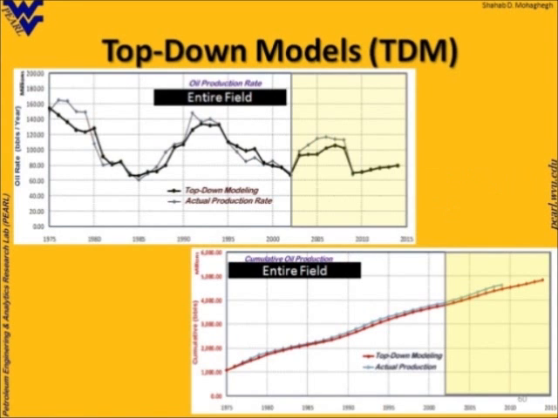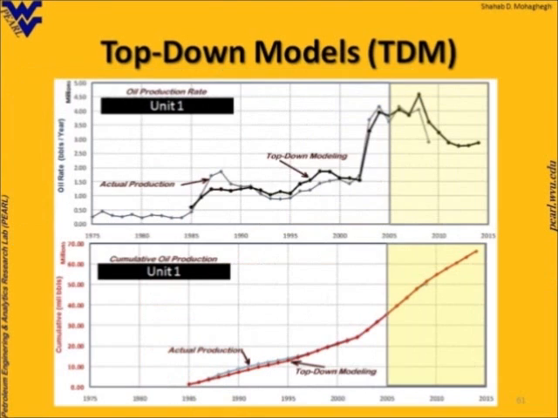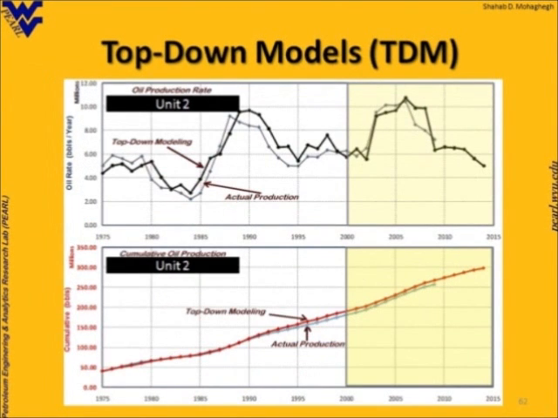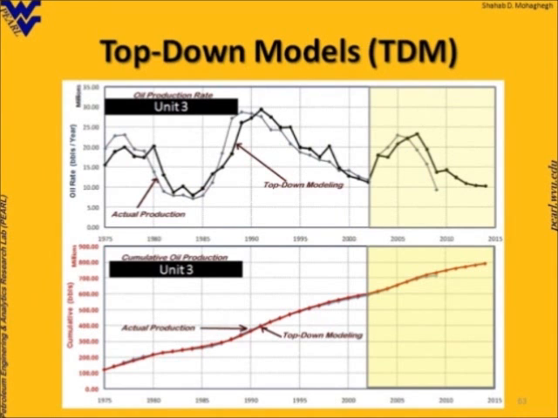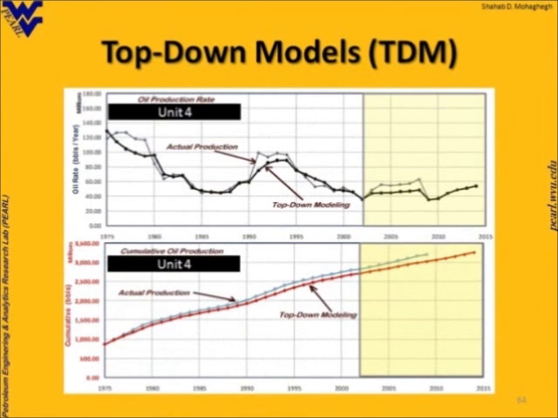So what you see here is for the entire field. This is rate versus time, and the shaded area is completely blind. The rest is history match. This is the same thing, and the bottom is cum versus time. Again, this part is a completely blind history match. This is the entire field. This is the entire unit 1, the entire unit 2, the entire unit 3, unit 4, and unit 5.